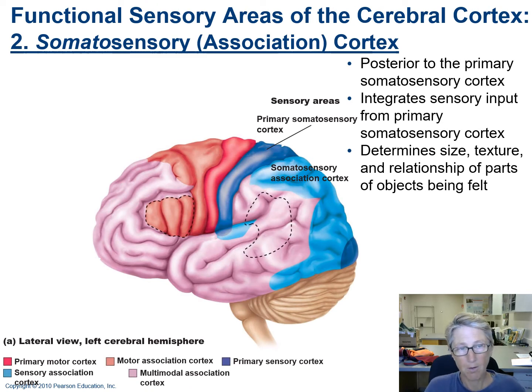So the second sensory area of the cerebral cortex is the somatosensory association cortex. So that's this blue back here. It's posterior to the primary somatosensory cortex. It integrates input from the primary somatosensory cortex. So the primary somatosensory cortex will get information, and then it will send it to the somatosensory association cortex, where the information about what you're touching or feeling will get integrated. So somatosensory association cortex can determine an object's size, its texture, the relationship of the parts in the object.